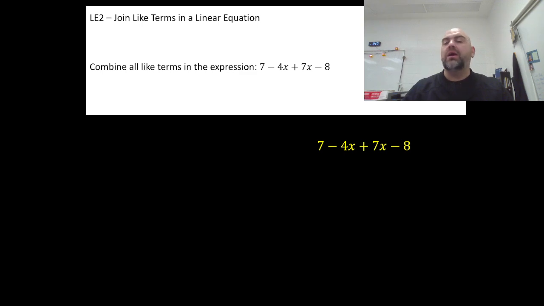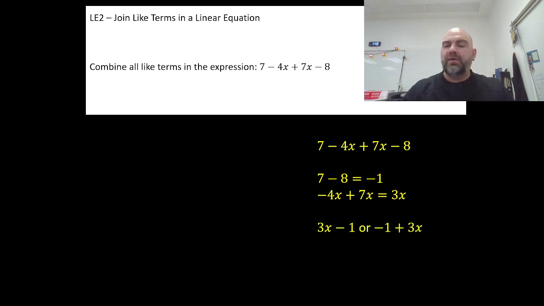Let's take a look. We have some numbers, 7 and negative 8. Be careful about the negatives there. When we put these together, we're going to get negative 1. We also have negative 4 and positive 7. Again, careful about the negatives, but we'll combine these together to get positive 3.